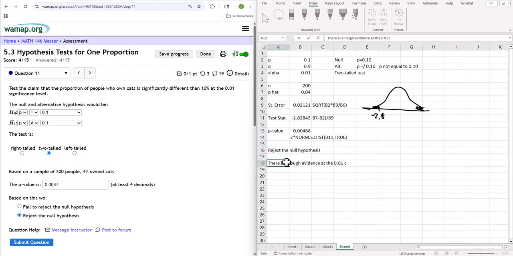0.01 significance level to conclude that. And then we go with the alternate hypothesis, that the proportion of people who own cats is significantly different than 10%.